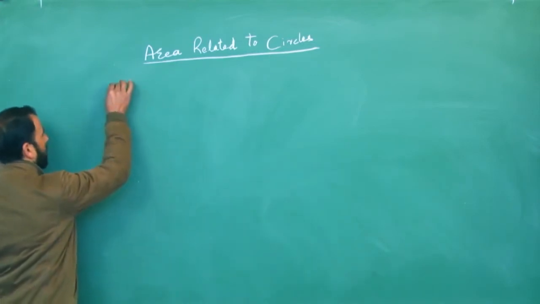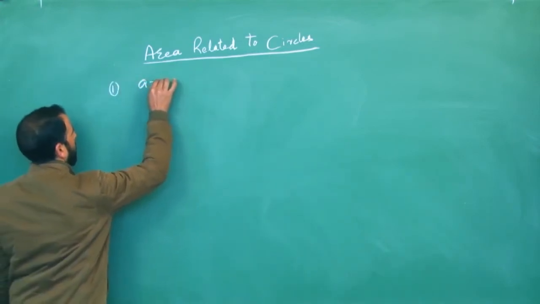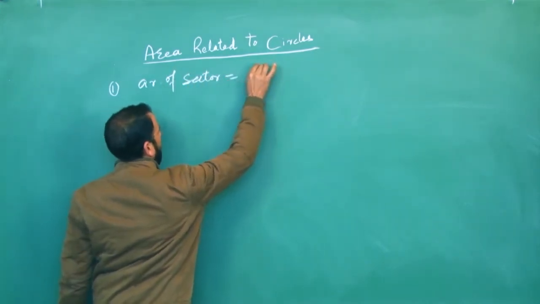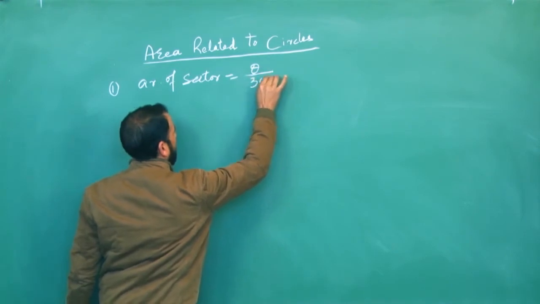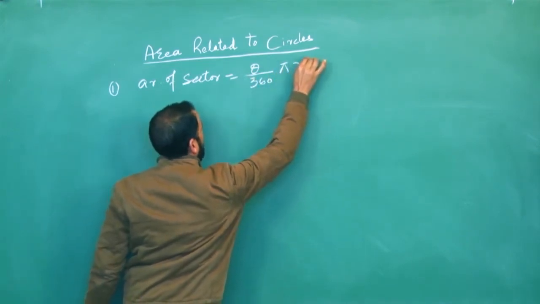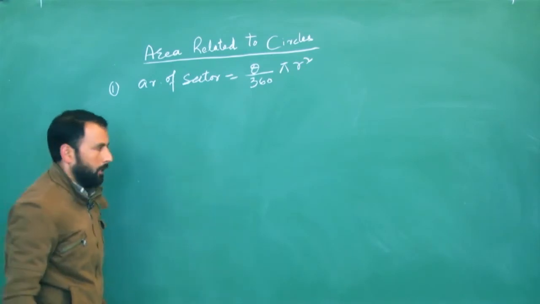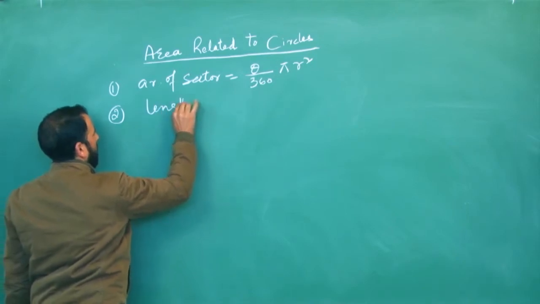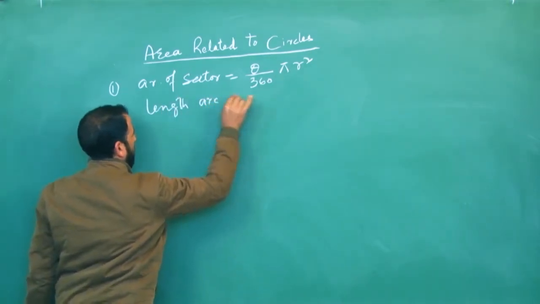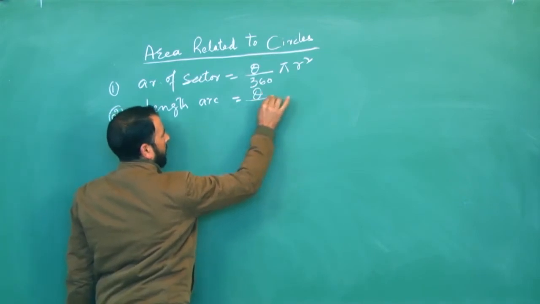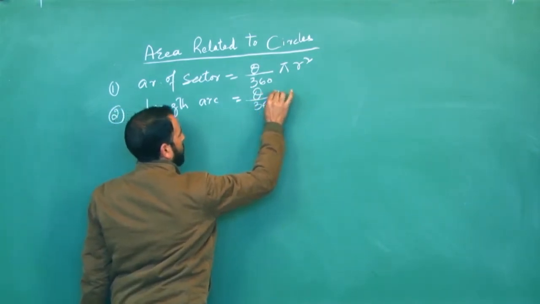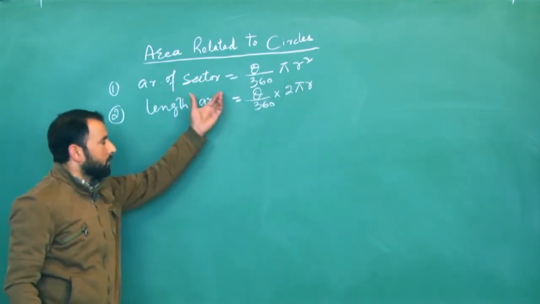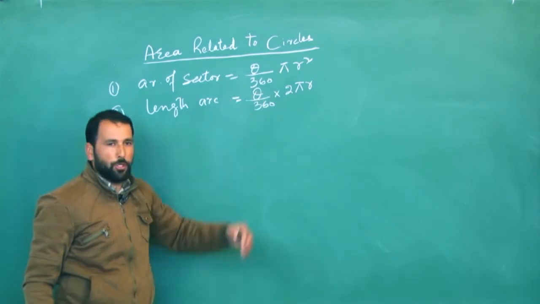First one is area of sector is equal to theta divided by 360 into pi r square. And the second one is length of arc is equal to theta divided by 360 into 2 pi r.